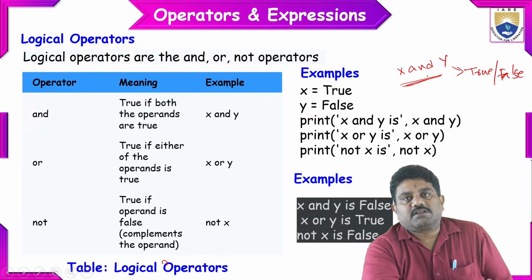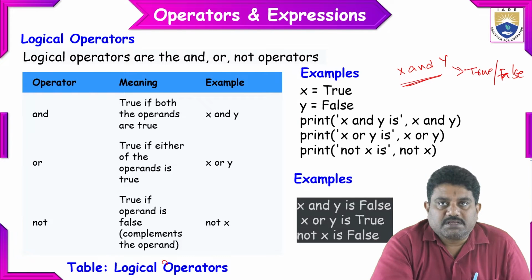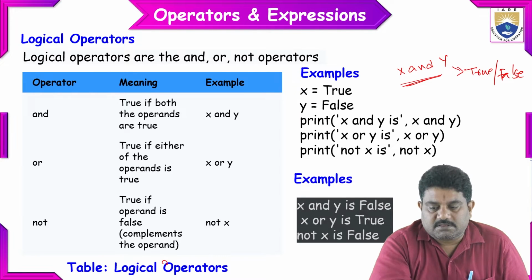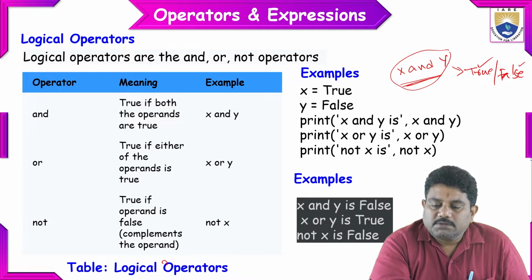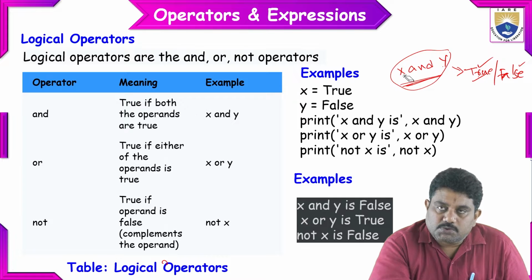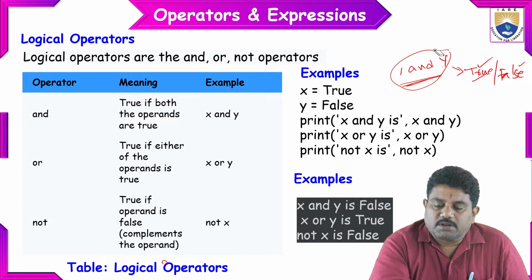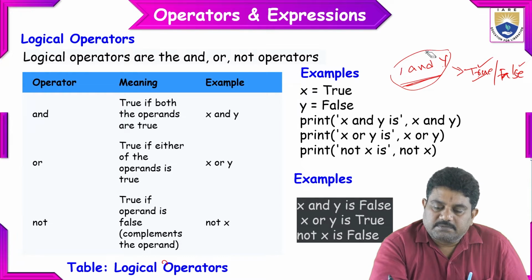What is the output from a logical expression? The output from a logical expression is either true or false. If the expression becomes true, then the output from that expression is true. If the expression becomes false, then it returns false. When the expression becomes true and when it becomes false, we need to identify. There are some rules to identify those things.